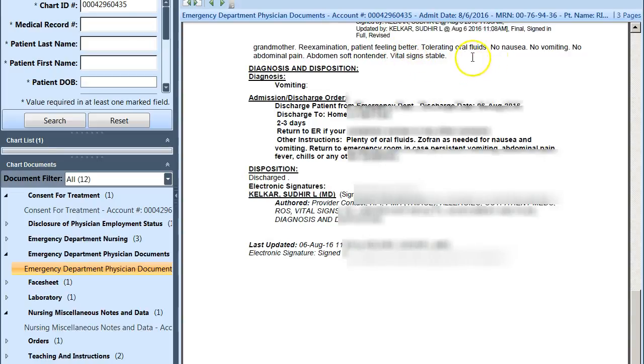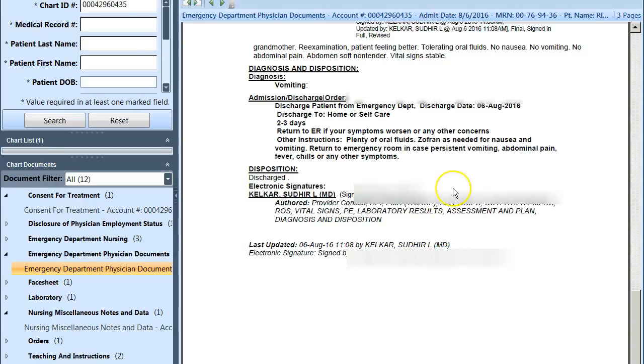Under re-examination, the patient is feeling better, tolerating fluids, no nausea, no vomiting, no abdominal pain, and everything is stable. So he's given her a final diagnosis of vomiting because he cannot find a distinct diagnosis and a reason behind her vomiting in this case. What I'm picking up here is the final diagnosis of vomiting, and her allergies, because there's a diagnosis for allergies in the ICD-10 manual.